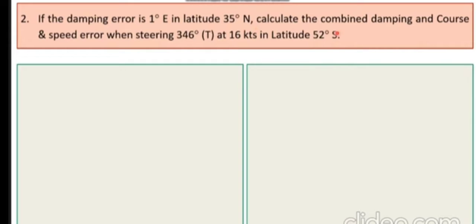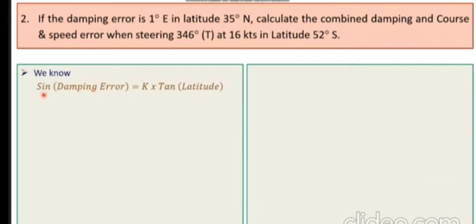We need to get the combined damping and course and speed error. So we need to get the damping error as well as the course and speed error or steaming error or CLSE when the vessel is steering 346 true. So the course is given to us, at 16 knots the speed is also given to us, and latitude 52 degrees south. The latitude is also given to us. So it will be a simple application of the steaming error formula. Let's now see the solution.